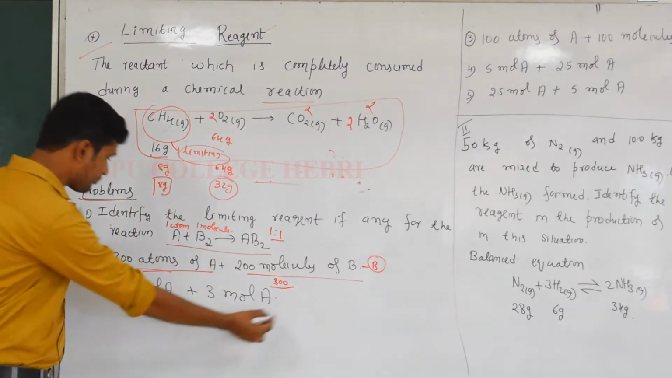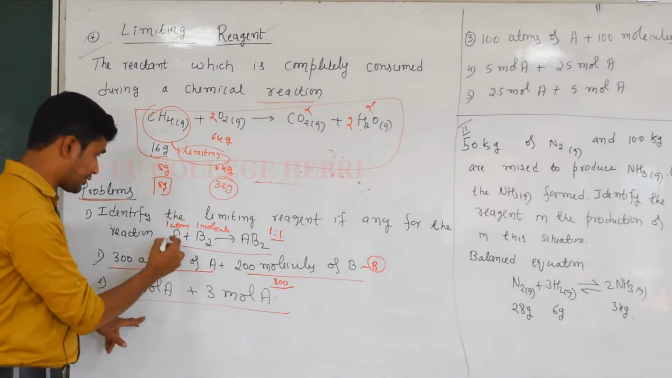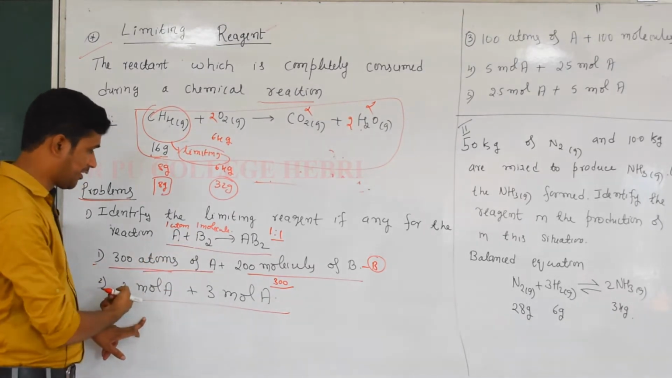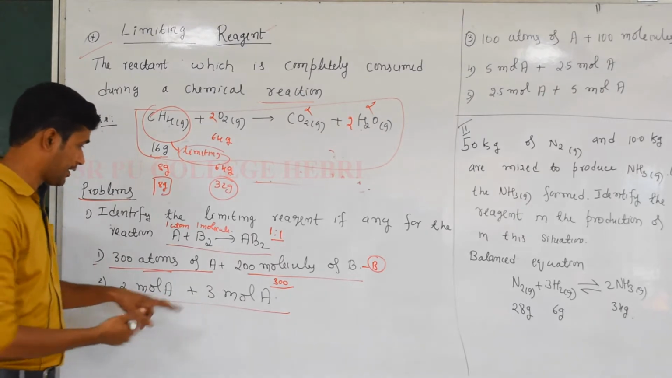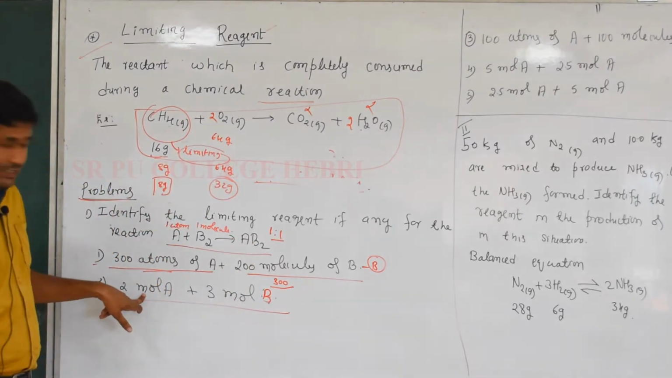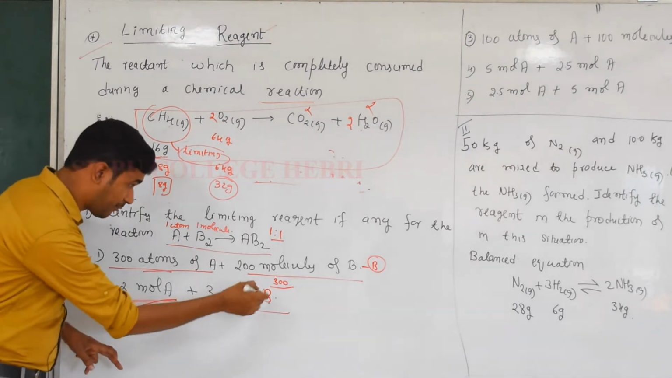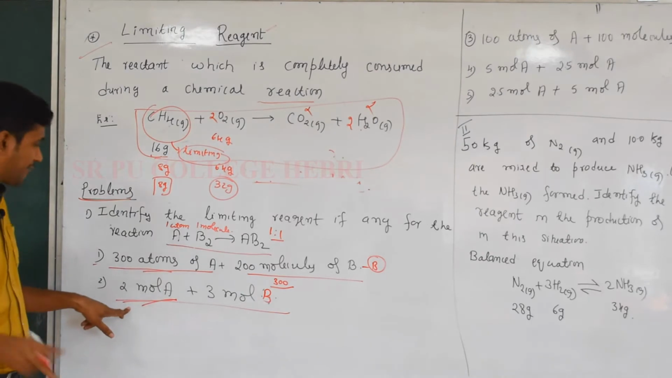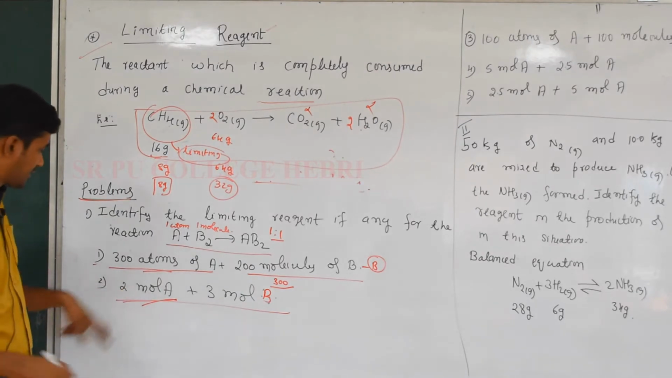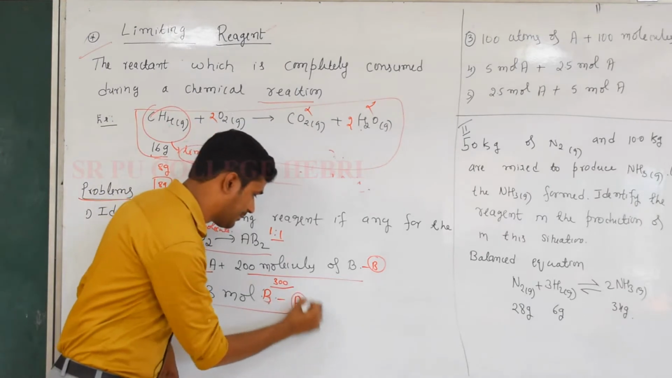Next, 2 mole of A and 3 mole of B. Again, the ratio is 1:1. Now here, which is the limiting reagent? A is our limiting reagent. Why? For 3 moles of B, 3 moles of A are required. Is it correct? So how much do we have? Only 2. So here A is the limiting reagent.